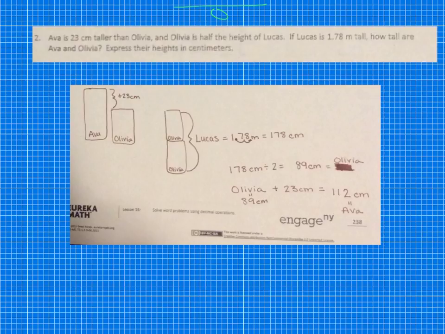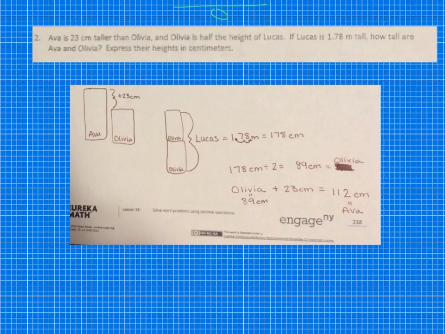All right, hopefully you guys looked over number 2 and learned about these 3 kids, Ava, Olivia, and Lucas, right? So we read the whole sentence, the whole problem. Ava is 23 centimeters taller than Olivia, and Olivia is half the height of Lucas. If Lucas is 1.78 meters tall, how tall are Ava and Olivia? Express their heights in centimeters.